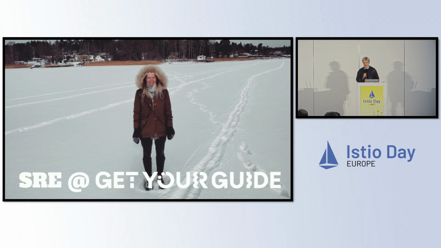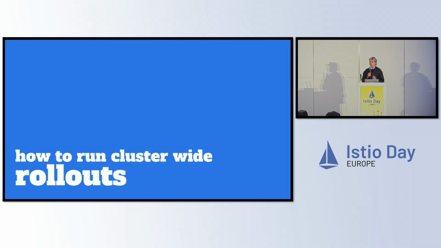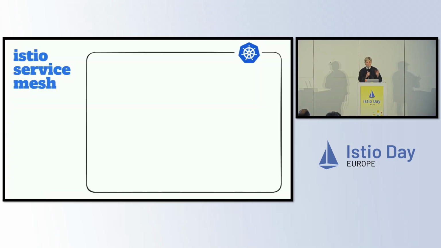I'm a site reliability engineer at GetYourGuide, which is an online marketplace serving millions of customers every day and running hundreds of workloads in our clusters. And today I'll be talking to you about a scalability issue we ran into in our Istio service mesh when we reached a scale of hundreds of workloads, and also how we solved this issue by running a cluster-wide rollout and collaborating with our developers on this project. So let's first understand what the scalability issue is all about.